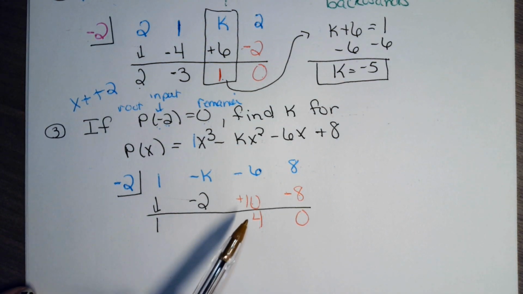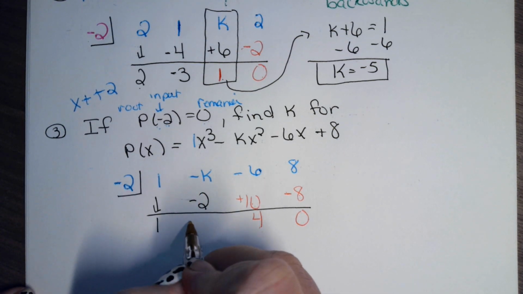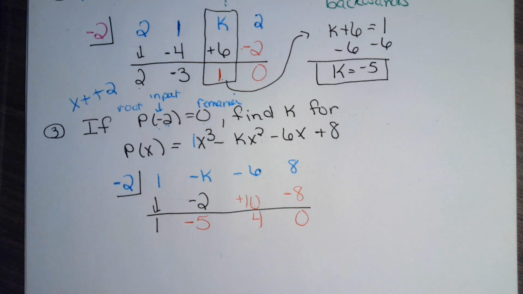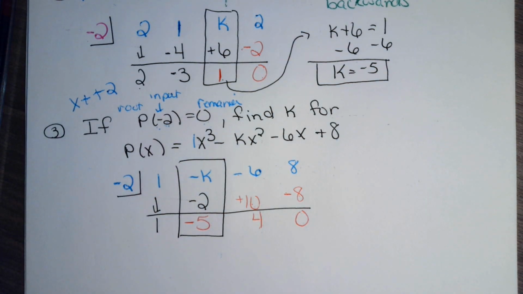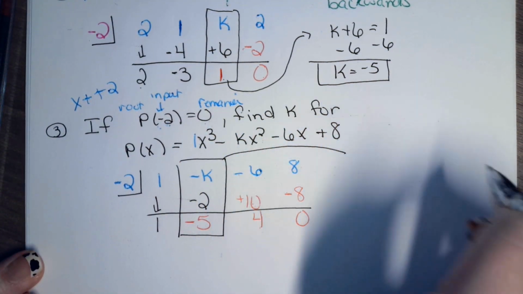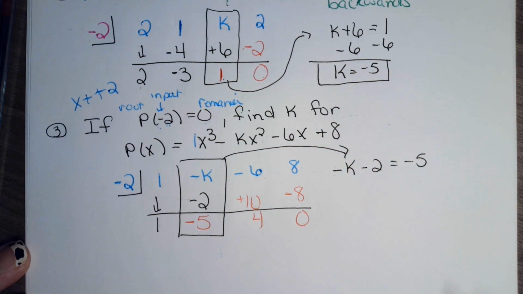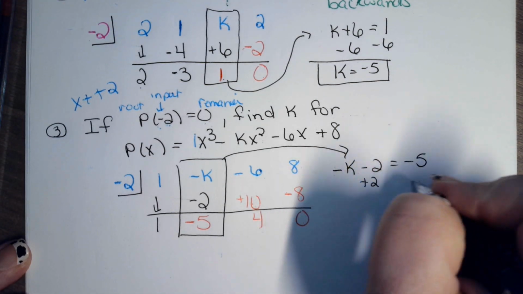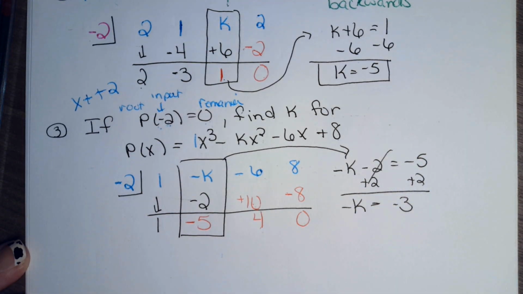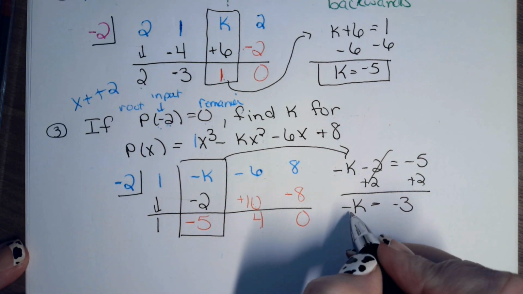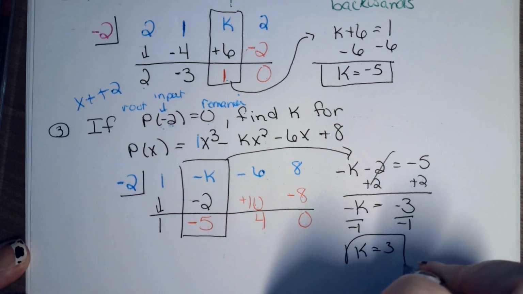It's like a little puzzle here. All right, again, we're working backwards, we're going to divide. So 10 divided by negative 2 is a negative 5. There's our little simple equation. So we're going to come right here, we're going to solve that. So we got negative k minus 2 equals negative 5. I'm going to add 2 to both sides. So we get negative k equals negative 3. That's an understood negative 1 right there. So we're going to divide by negative 1. And we get k equals 3.